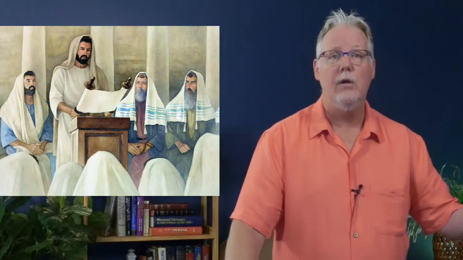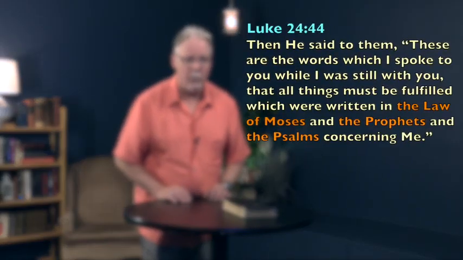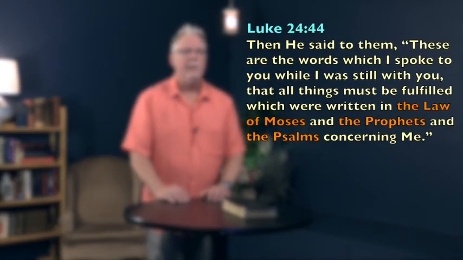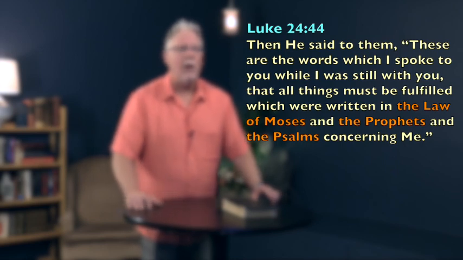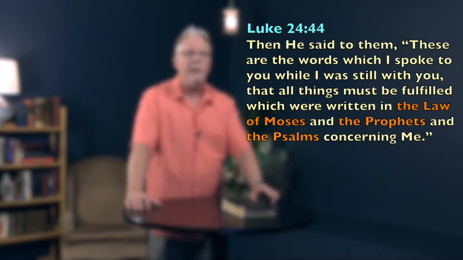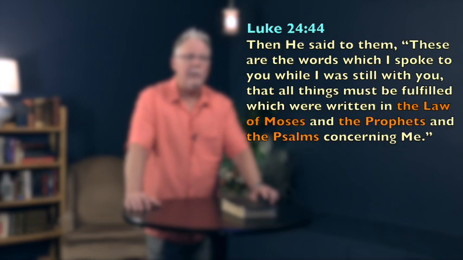Now, the Old Testament used by Jesus was divided into three sections, and Jesus himself refers to these in Luke 24:44, which is the literary rational method. Listen to Luke 24:44. "Then he said to them, These are the words which I spoke to you while I was still with you, that all things must be fulfilled which were written in the law of Moses and the prophets and the Psalms concerning me."